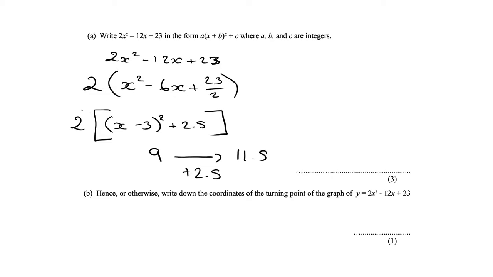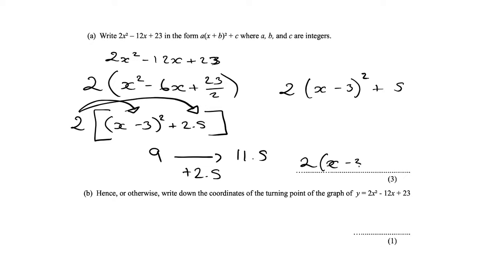Now let's expand our brackets. So 2 multiplied by this set of brackets and 2 multiplied by 2.5. So it's going to be 2(x minus 3) squared plus 5. And that's going to be your completed square: 2(x minus 3) squared plus 5, for 3 marks.